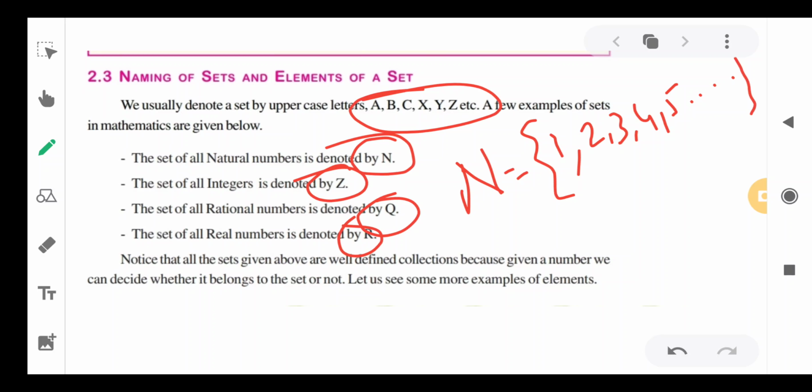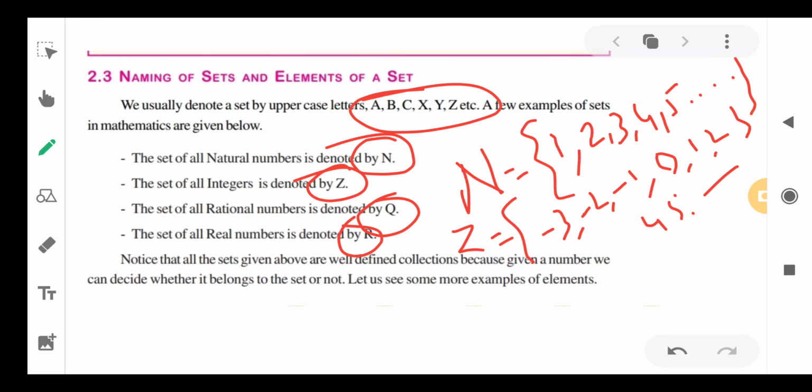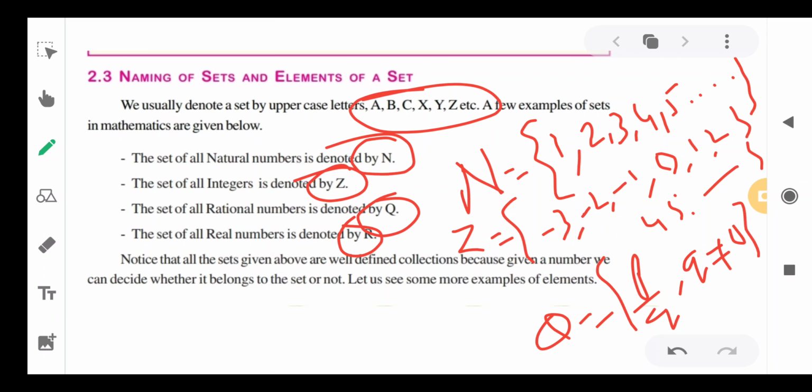Then what is the set of integers Z? Negative and positive: minus 3, minus 2, minus 1, 0, 1, 2, 3, 4, 5, and so on. Then all rational numbers Q, which we can write in the form p by q, where q is not equal to 0.